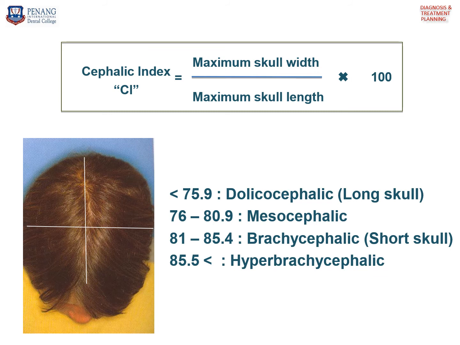If you get a measurement less than 75.9, the head is dolichocephalic, that means a long skull and long face. 76 to 80.9 is mesocephalic, normal. 81 to 85.4 is brachycephalic, which is a short skull, and 85.5 and above is hyperbrachycephalic.